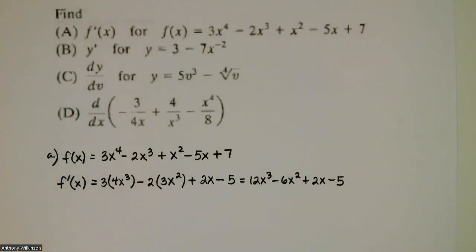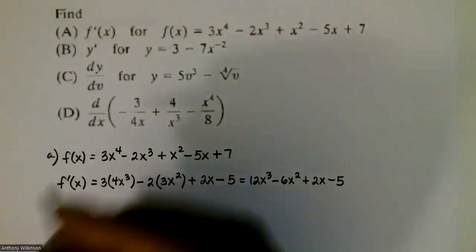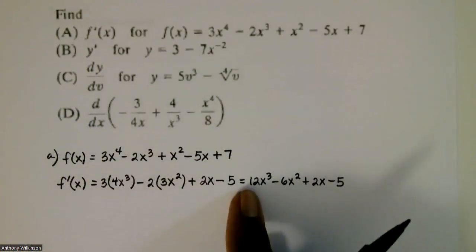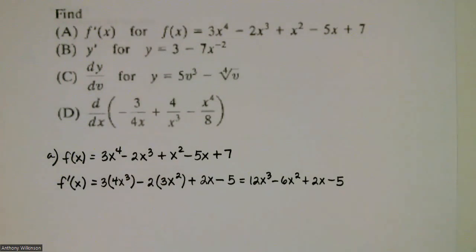Now, some of these you can just do simply without including all these steps here. You can just say, bring the power down on the 4 and just multiply by 3 to get the 12. And then copy the x over and get the new exponent to the one less power.